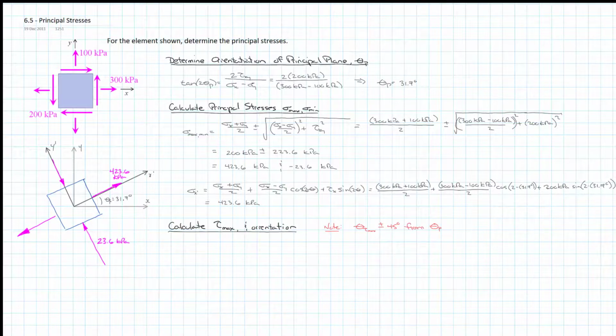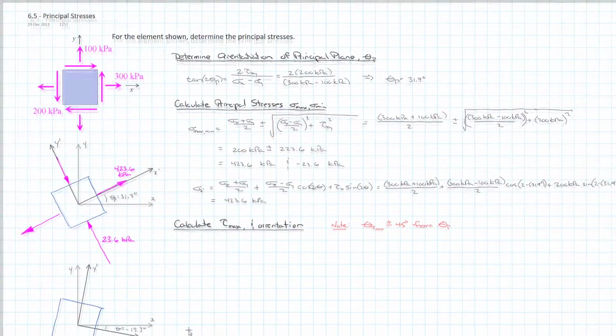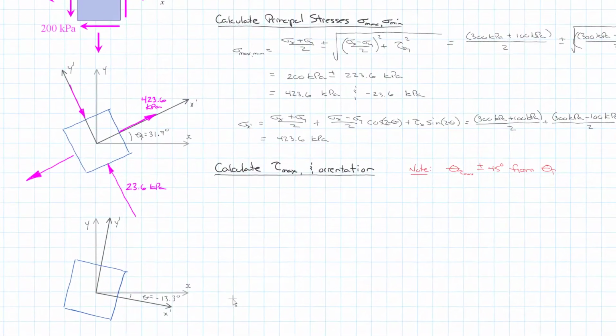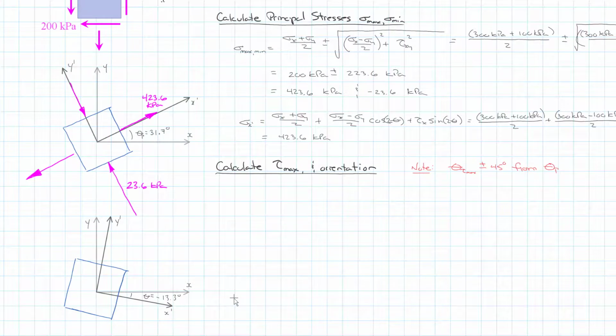And so we just take our 31.7 degrees, we subtract 45 degrees, and we're going to get an angle of minus 13.3 degrees. So I'm going to go ahead and draw that in, and then we'll talk about figuring out what tau max is. So I've drawn in my orientation for where we're going to have tau max. I've got a negative 13.3 degrees.